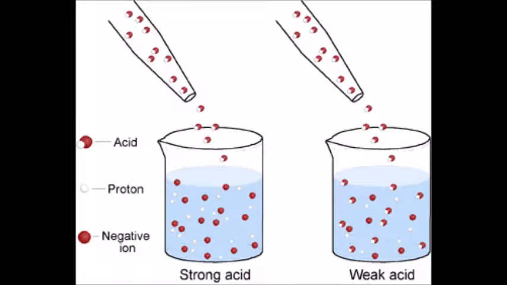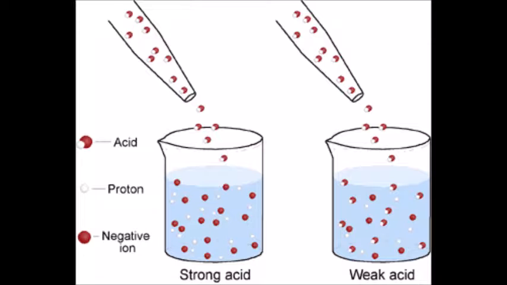A strong acid will fully dissociate into its ions and is a non-reversible reaction. The concentration of acid is the concentration of H+ ions. A weak acid only partially dissociates into its ions and is a reversible reaction. The equilibrium concentration that is reached will give you the concentration of H+ ions.